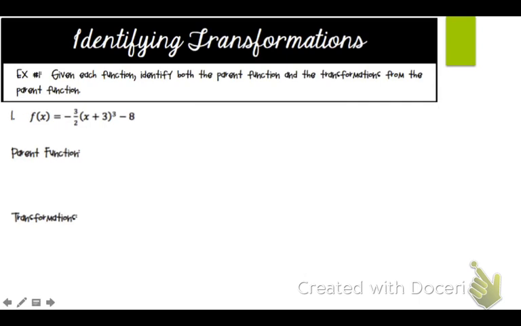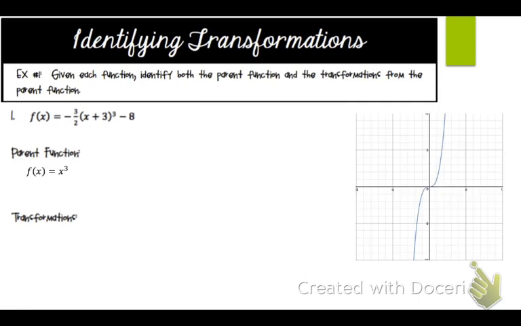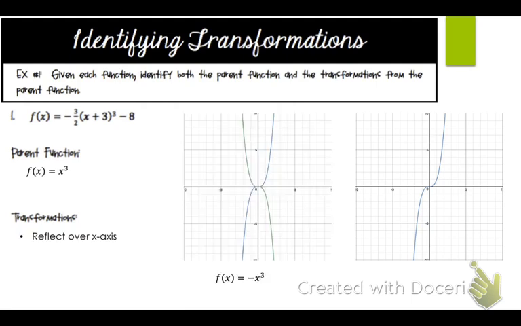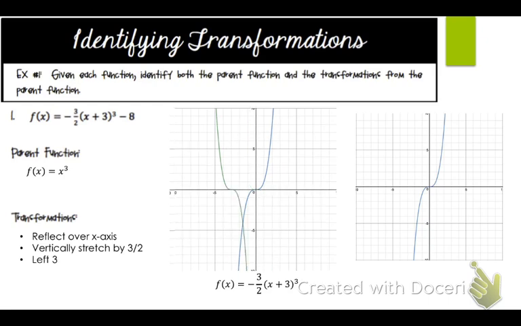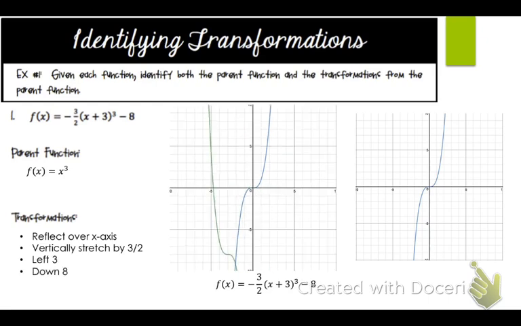Now this is the cubic function. So this is f of x equals x cubed. The negative flips it over the x-axis. The 3/2 vertically stretches it by 3/2. Plus 3 moves it left 3. Minus 8 moves it down 8.